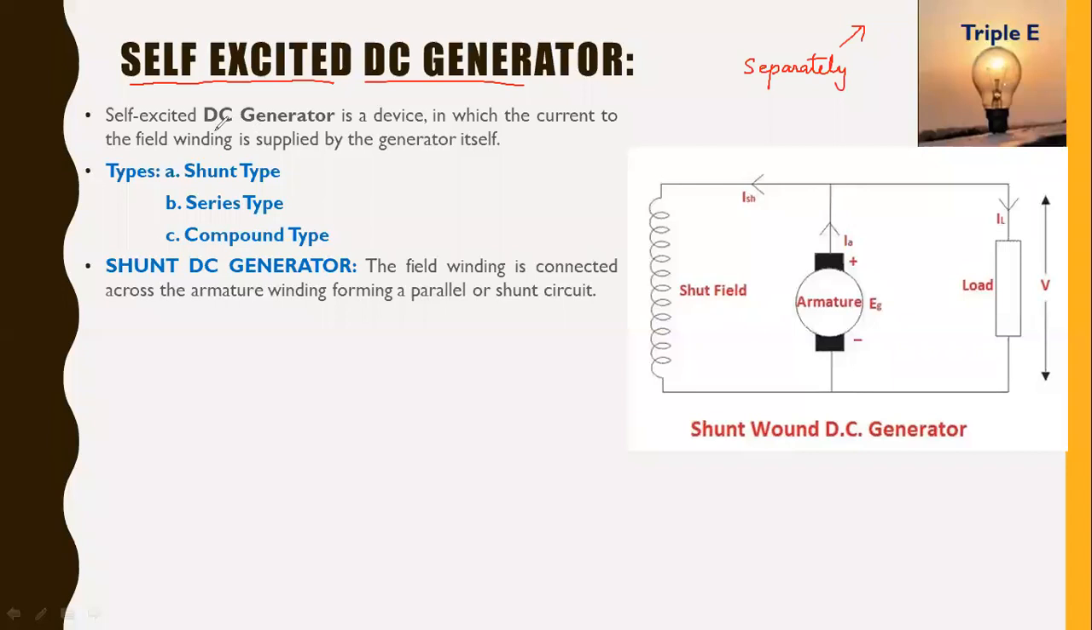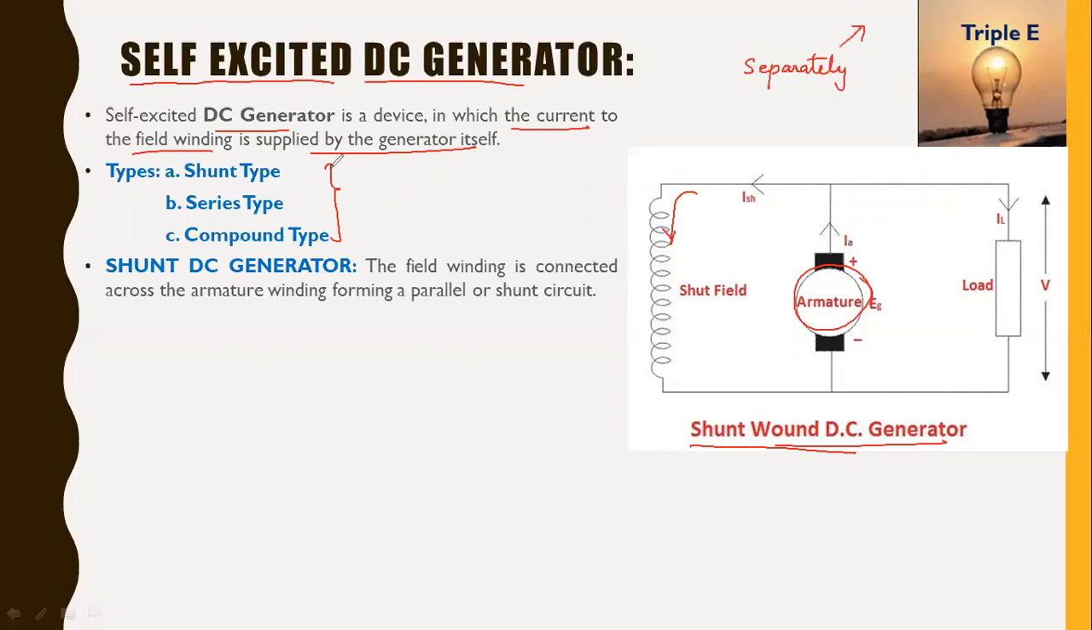In a self-excited DC generator, the current to the field winding is supplied by the generator itself. This is one of the types of DC generator, the self-excited DC generator, called the shunt type. The armature itself provides the necessary amount of current to the field winding in order to produce the magnetic field. These self-excited DC generators are further classified into three types based on the connection between the field winding and the armature.